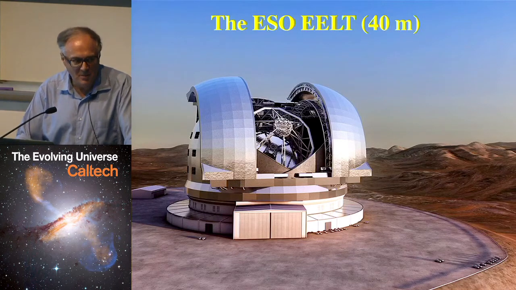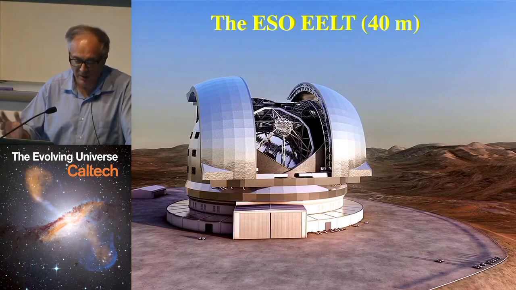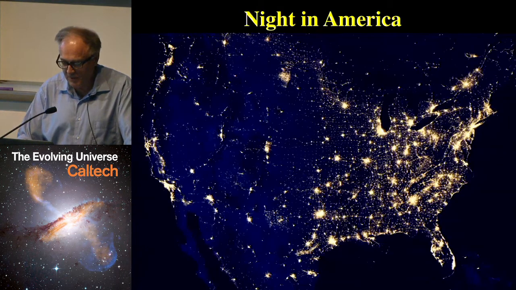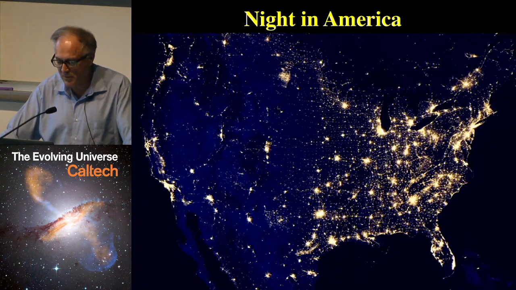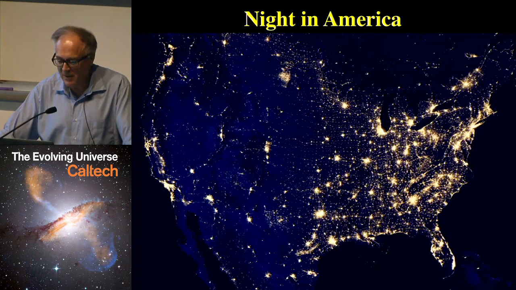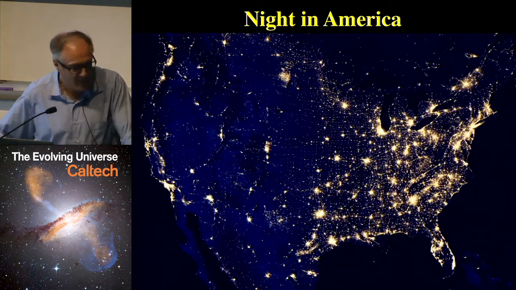Now, there are problems in doing astronomy from the ground. Obviously, the weather is an issue. This is why people go to things like really dry deserts in Chile and so on. But also this. This is an actual composite, when there are no clouds, of the United States taken from orbit. And you can see exactly where the people live and where the roads are.